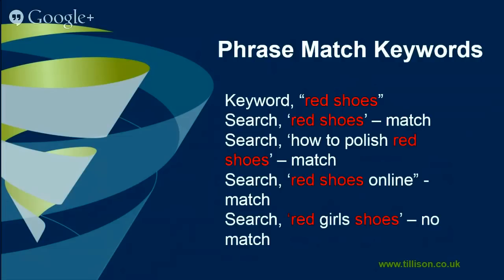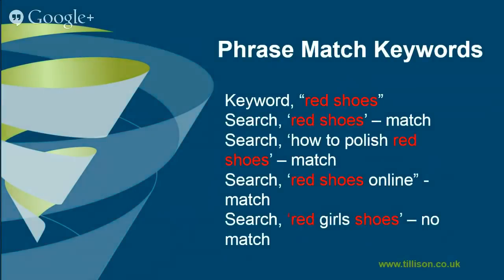Somewhere in the search has to be "red shoes" in that order. So you wouldn't be able to match with "shoes that are red", for example, or "red girl shoes". But you can match before or after the main word. That's what the phrase match is. So you would match with "buy red shoes" or "red shoes online", as long as there's something that matches before or after the main word.